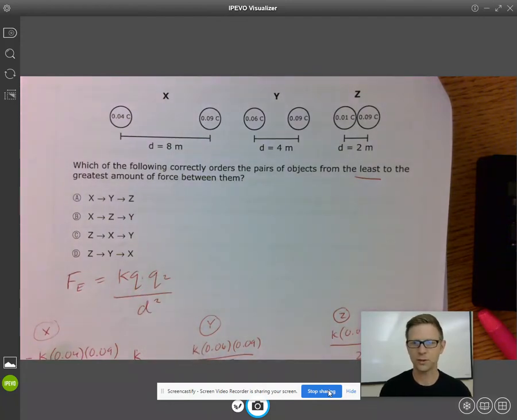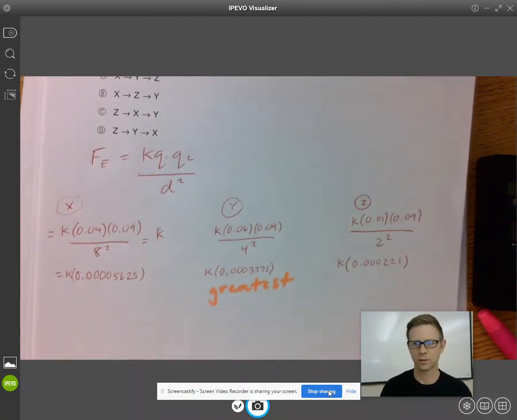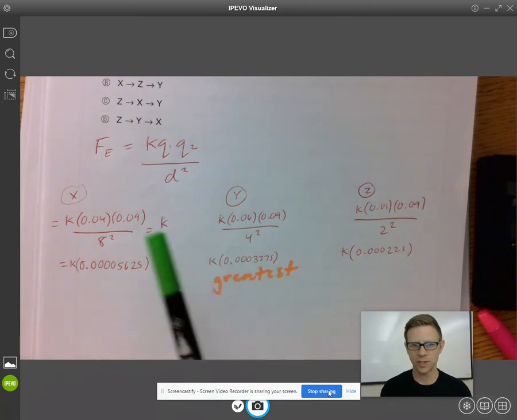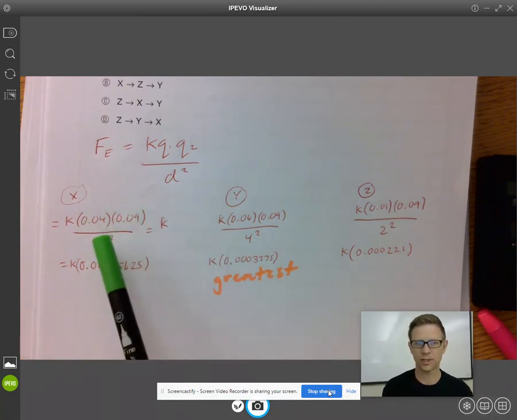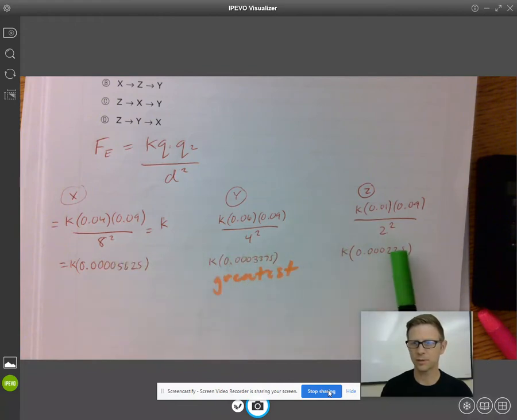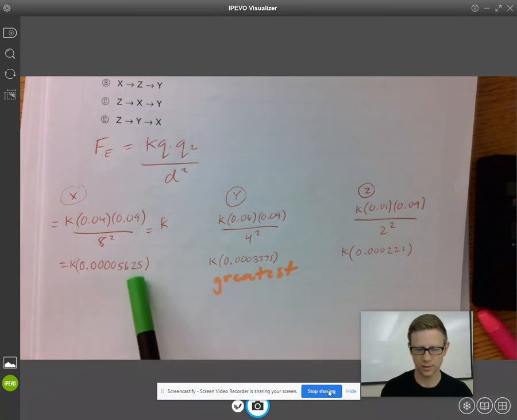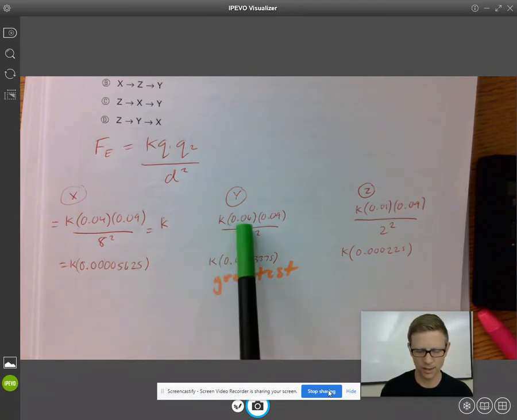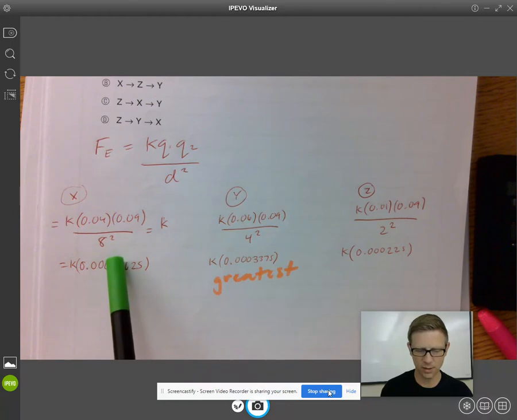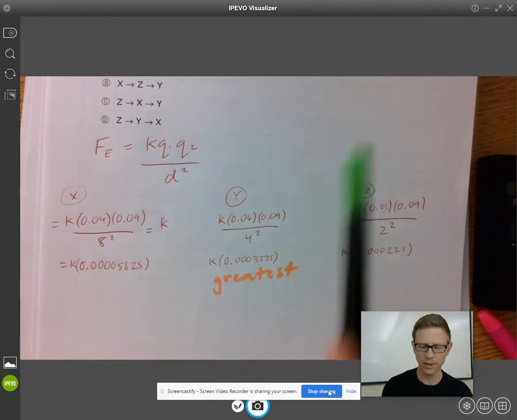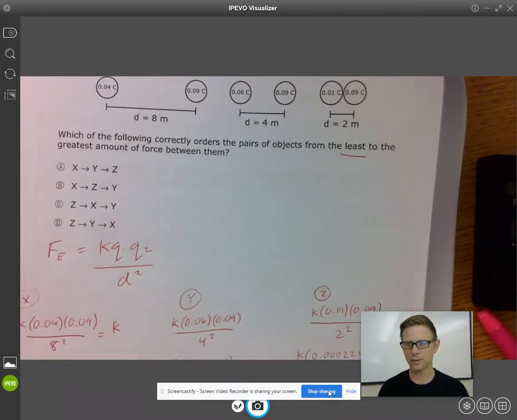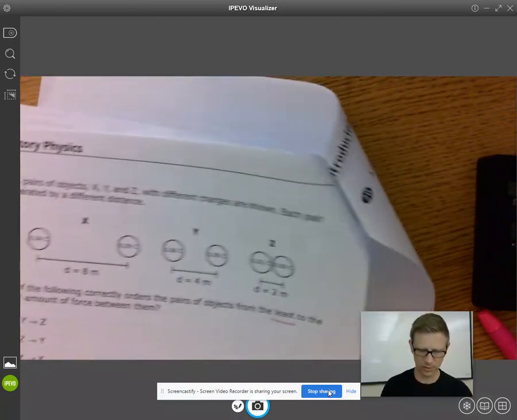Put the numbers in. You're going to get some decimals. Pause this, and you'll see what I did here. Put in the decimals, divide by the distance squared. You get various numbers. You can see this one's the greatest. You can see this one's the smallest. Y is the greatest, X is the smallest. Remember, it asks you to go least to greatest. Sorry about the aspect ratio on this document camera.